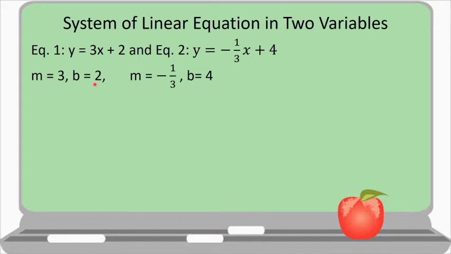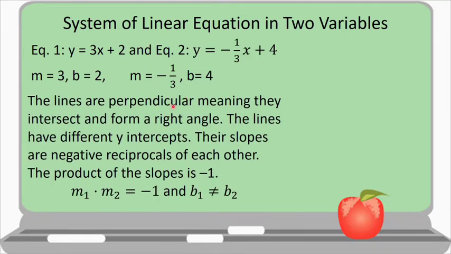We are given the first equation y equals 3x plus 2 and the second equation y equals negative 1/3 x plus 4. For the first equation, the slope is 3 and the y-intercept is 2. For the second equation, the slope is negative 1/3 and the y-intercept is 4. So the lines are perpendicular, meaning they intersect and form a right angle. The lines have different y-intercepts. Their slopes are negative reciprocals of each other, so the product of the slopes is negative 1.